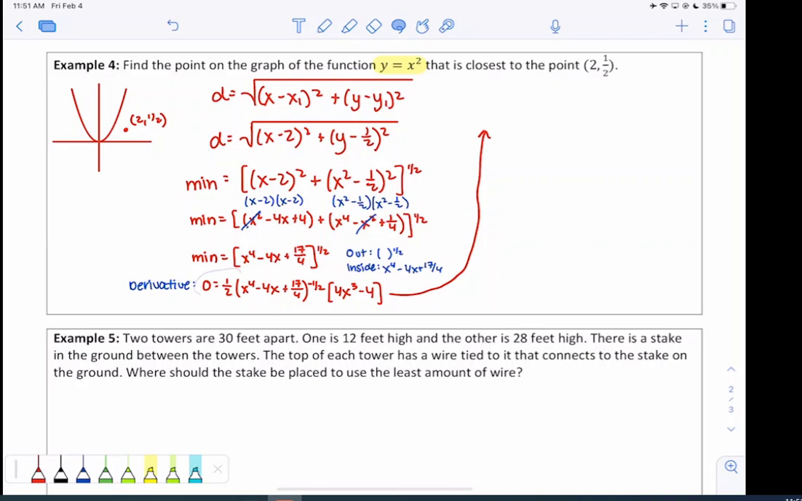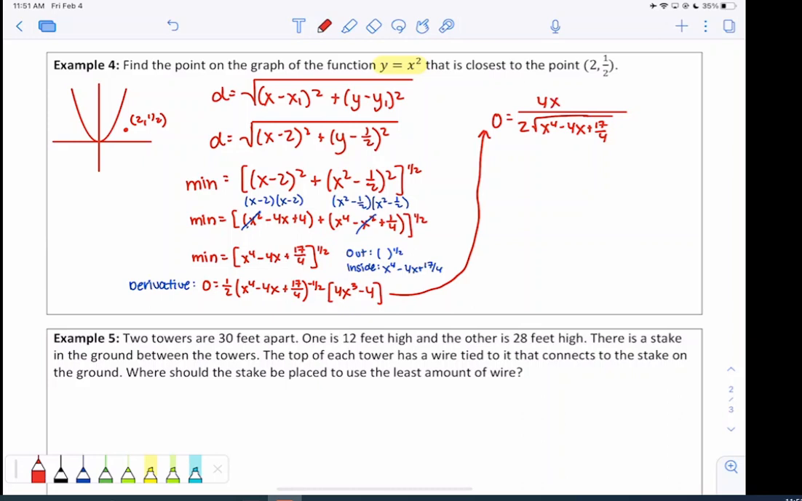At this point, you could actually just type this entire thing into your calculator, like 0 equals blah, blah, blah, and that will give you your answer. But I want to show you guys that this isn't as bad as it looks. I'm going to rewrite this negative 1/2. I'm going to put him back in my denominator as a square root. X to the 4th minus 4x plus 17/4. And then my numerator is going to be this guy right here.